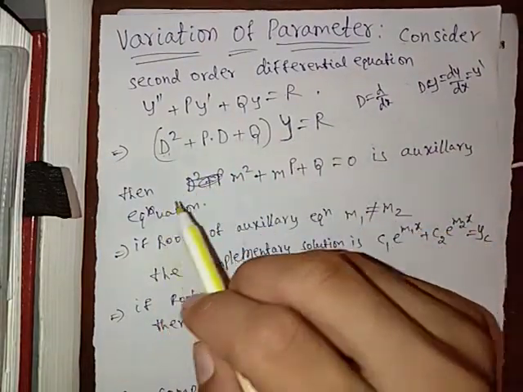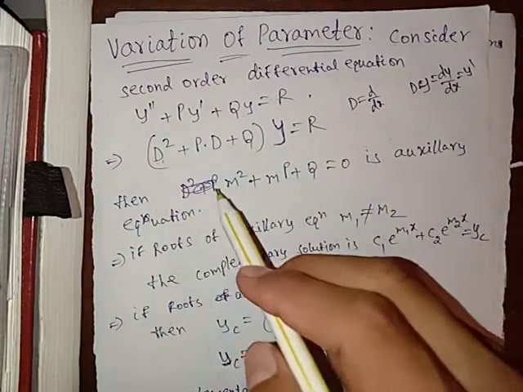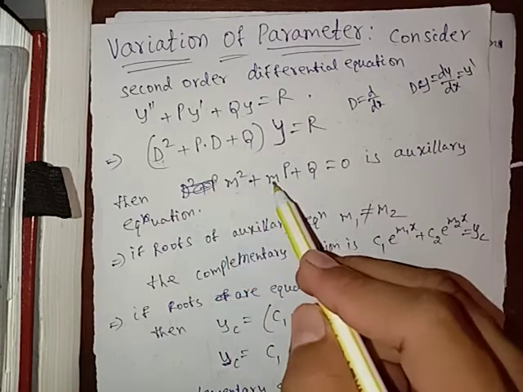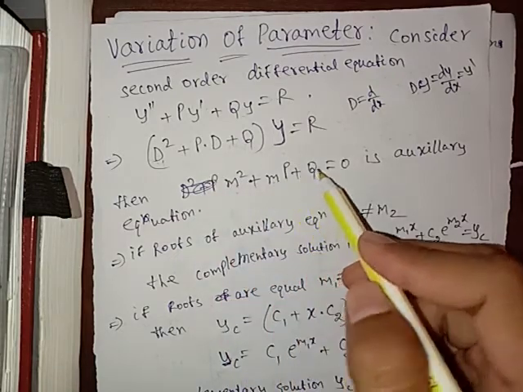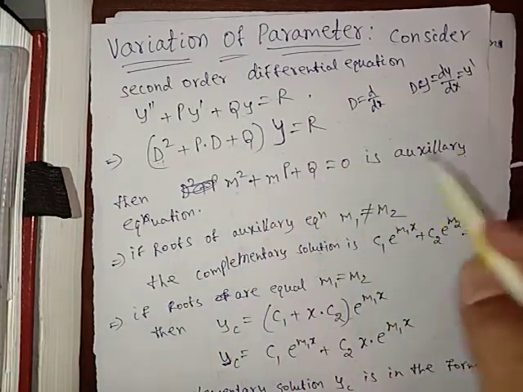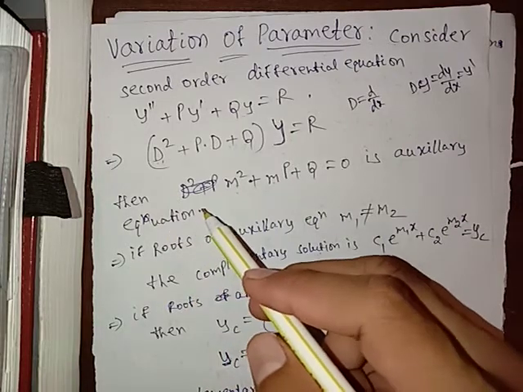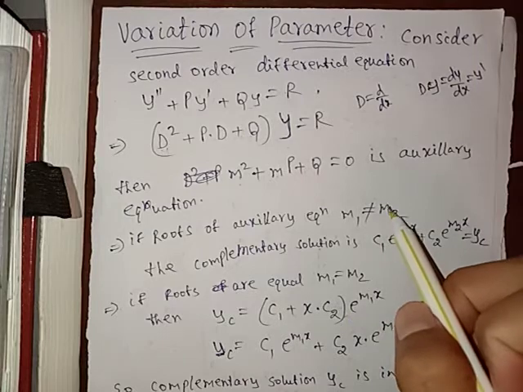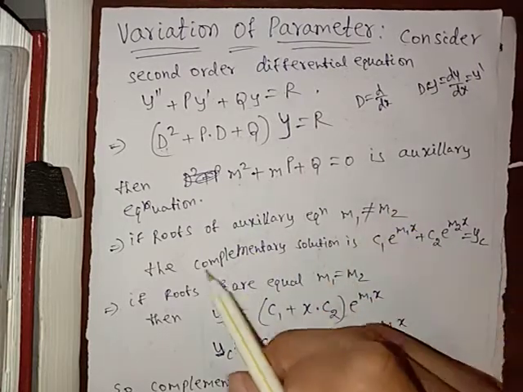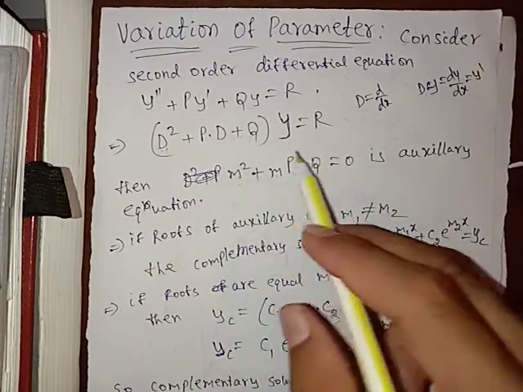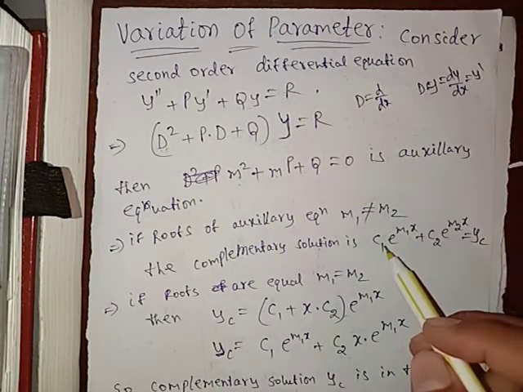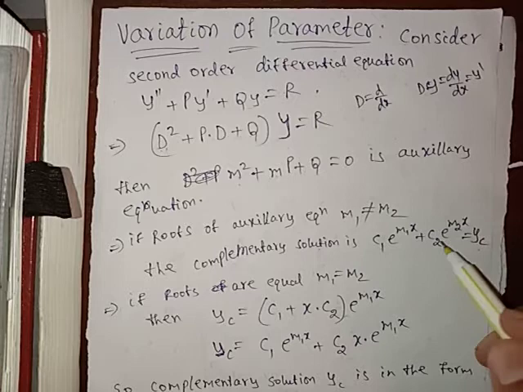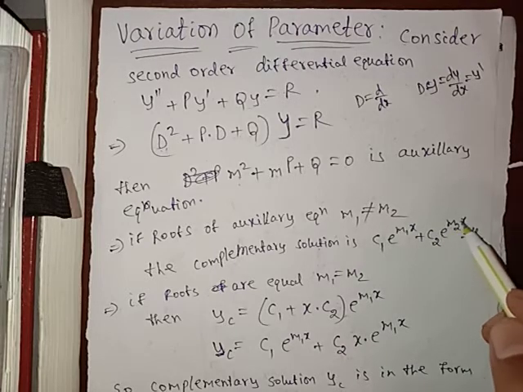Now the auxiliary equation of this differential equation is, with D squared as m squared, m² + pm + q = 0. This is the auxiliary equation. Now if the roots m1 and m2 of this auxiliary equation are not equal, then the complementary solution of this differential equation is yc = c1 e^(m1 x) + c2 e^(m2 x).